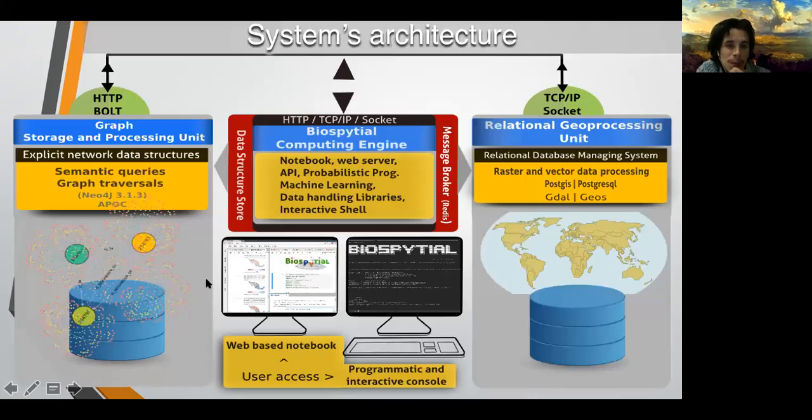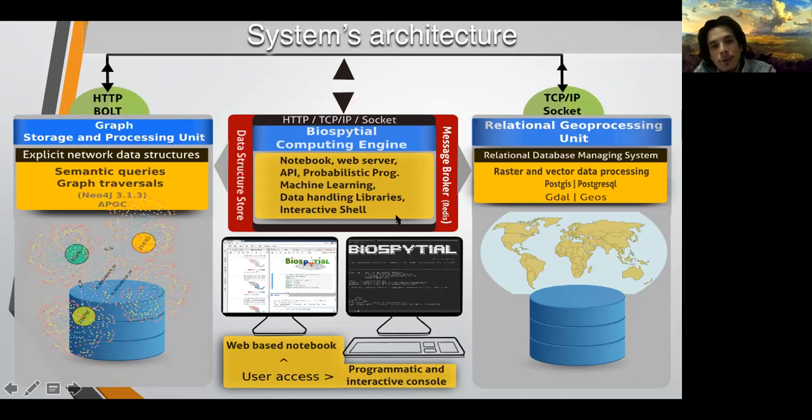The system is composed of 3 different containers. One, a relational unit where we store a PostGIS database that is in charge of managing all the relational data, including geospatial data, raster and vector. The other is a graph database that supports the semantic queries, and it's where we are storing all these knowledge graphs.